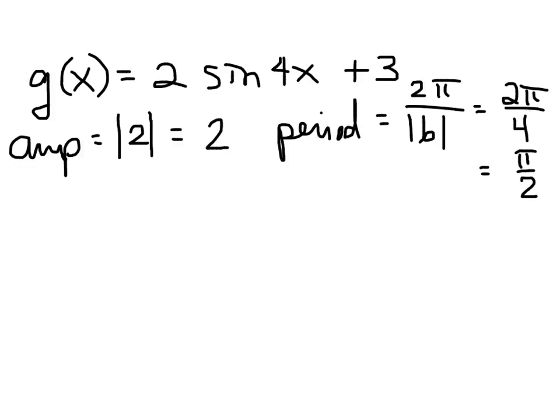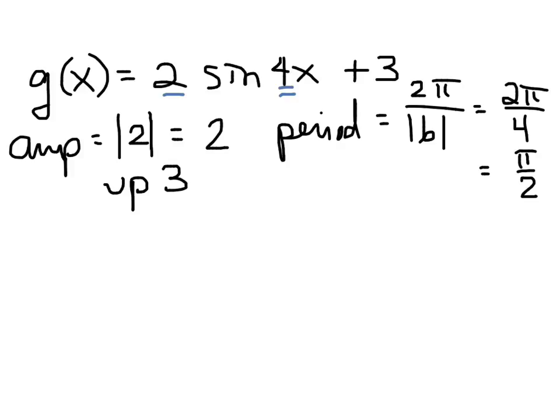Now, you've accounted for the 2 and you've accounted for the 4. What's the only other piece that you haven't accounted for? The 3. Is the 3 added or subtracted inside or outside? Outside. Why is it outside? There's no parentheses. Exactly right. So that means that this should go where? Up 3. Good.